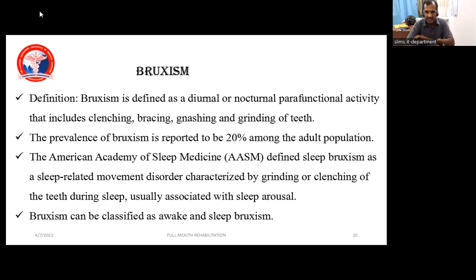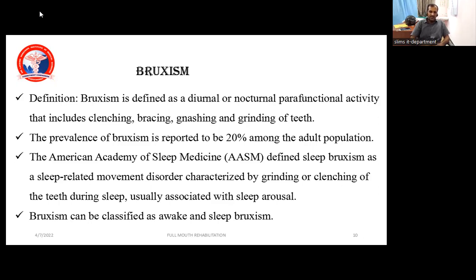And this is the broad etiological factors for early loss of your enamel. Now, one of the most important parafunctional abnormal oral habits, bruxism or night grinding, is defined as diurnal or nocturnal parafunctional activity that includes clenching, bracing, gnashing, and grinding of teeth. Mostly that too in the sleep. And the prevalence of bruxism is reported to be 20% of the adult population.